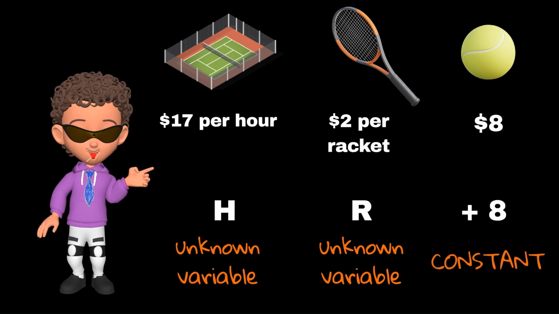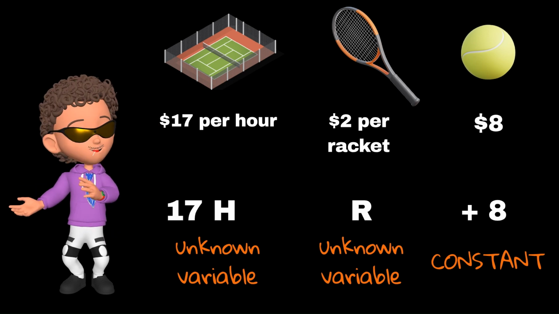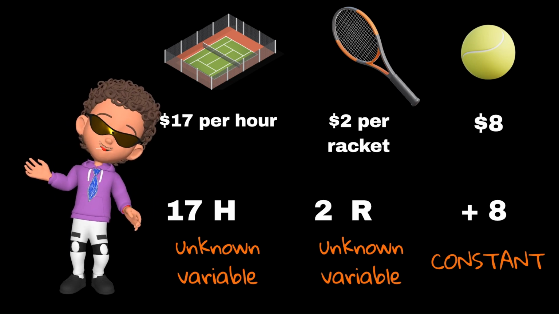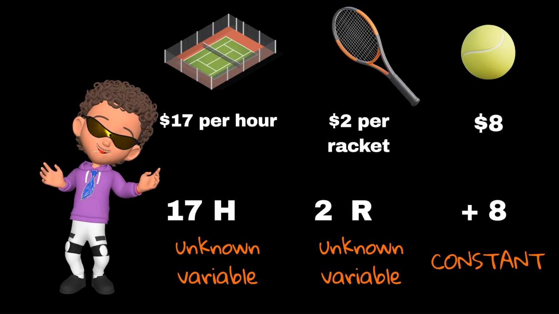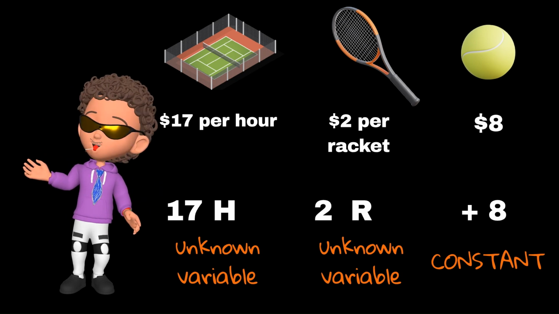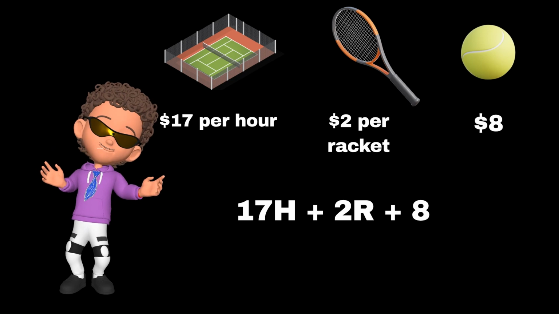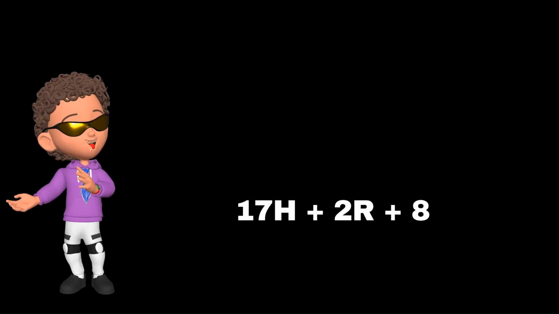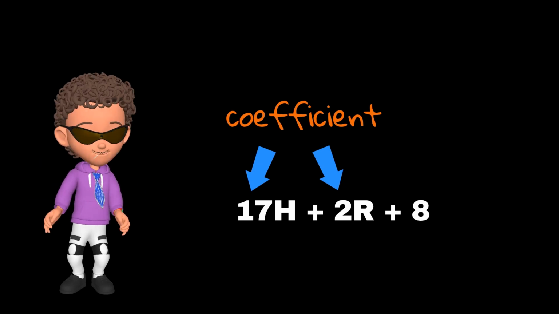17 goes in front of the h to make 17 multiplied by h because it's $17 per hour. Then we put 2 in front of the r to make 2 multiplied by r because it's $2 per racket. Then I will add my constant of 8 for the tennis balls. My final expression will be 17h, add 2r, add 8. What are the coefficients, I hear you ask? They are 17 and 2, because they are in front of my unknown variables, h and r.